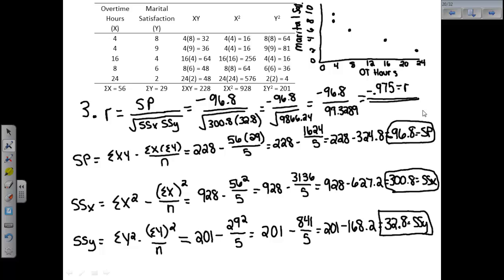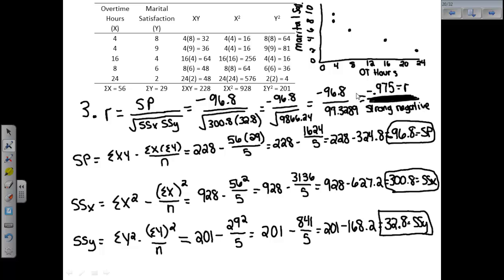This is a clear, strong negative relationship. And that is awesome because that matches what we got for our correlation coefficient here. It's strong and it's negative. Now keep in mind, sometimes you can have a strong relationship that's actually not a significant relationship if your sample size is really, really small.